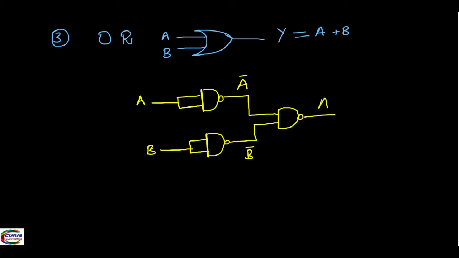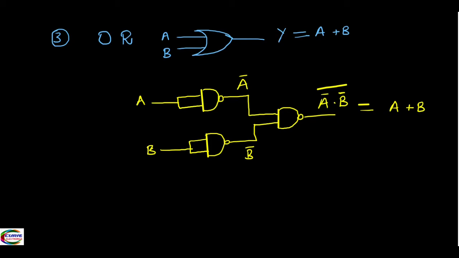Now what is the output? A complement, B complement and whole complement. This is equal to, we will be learning De Morgan's theorem, using that theorem we will get A or B. Now don't worry much, just know how to get this, how to draw the circuit.